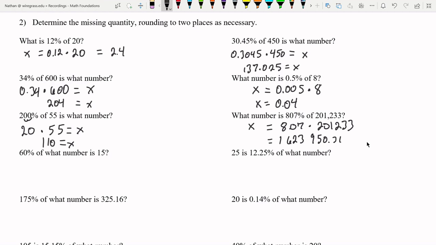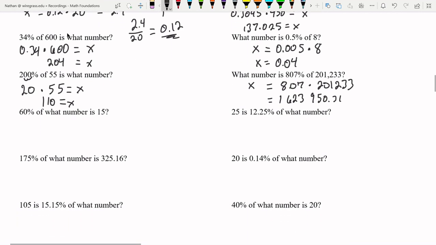Okay, now for these 6 cases that I've shown here, I've shown how to solve for the part when you know the percentage and the whole. For all of these things, you can actually check your answer to make sure it's correct by just taking the part and dividing it by the whole. And if you do this on a calculator, you should get that percentage as a decimal. 2.4 divided by 20 gives me 0.12. This is the percentage as a decimal. So you can always kind of check your work that way.